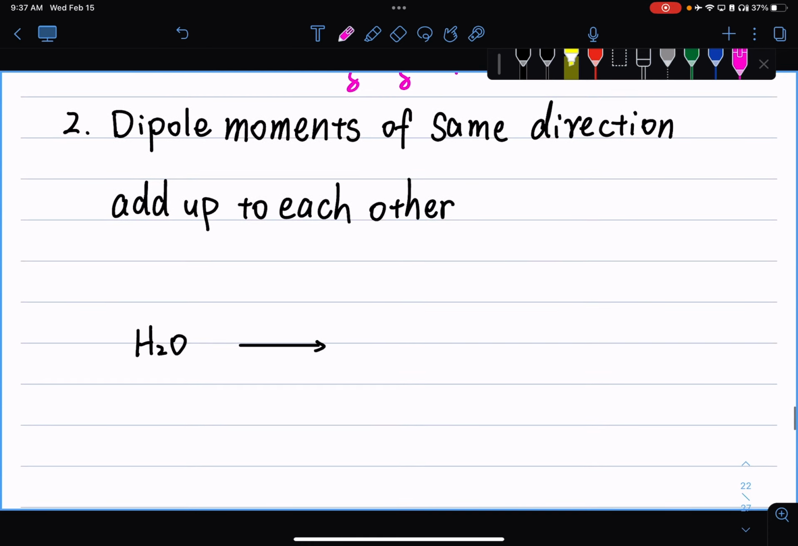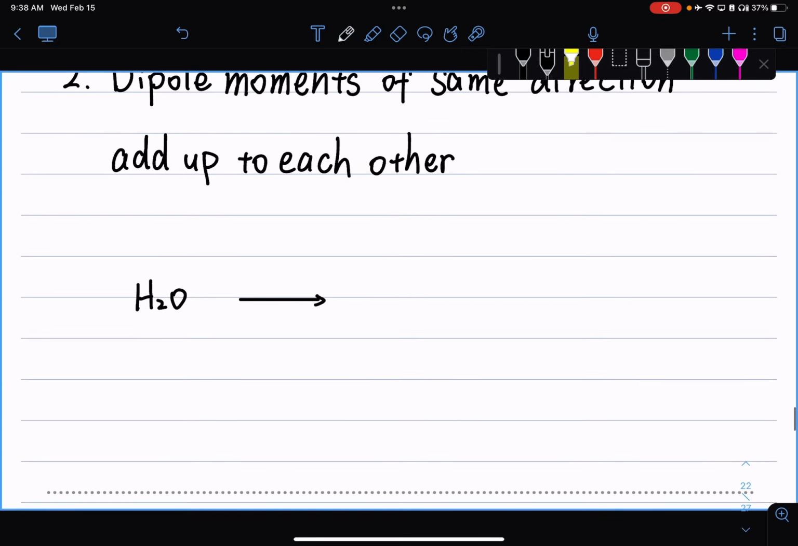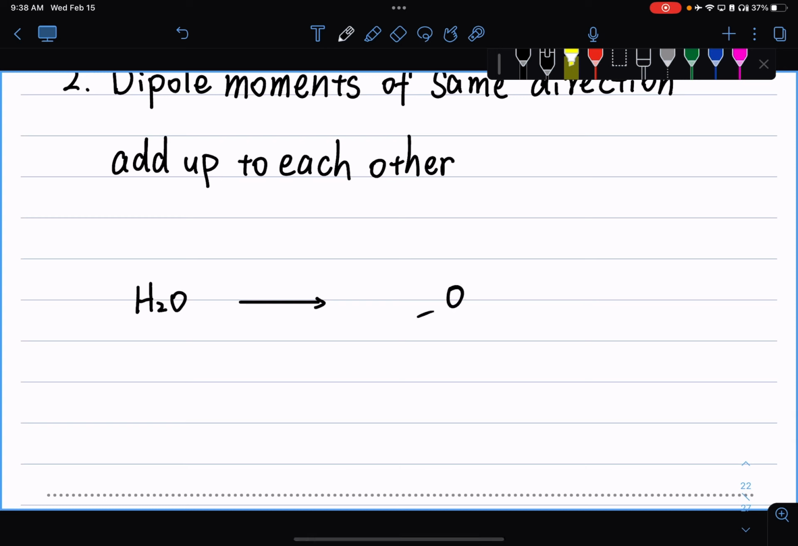Second rule, if you have dipole moments of the same direction, they'll add up to each other. We worked on water before, so I'm just going to draw its molecular geometry. It's a bent structure with 2 lone pairs on top. And in this bent geometry, now we have 2 dipole moments from hydrogen and oxygen. Oxygen is more electronegative than hydrogen. So naturally, we can draw the 2 dipole moments from hydrogen to oxygen.